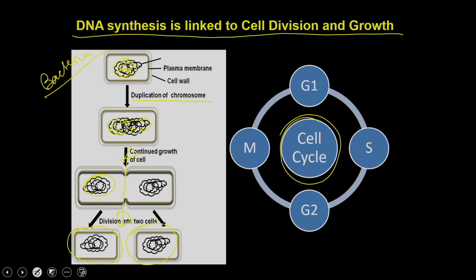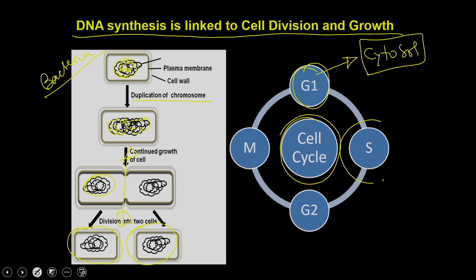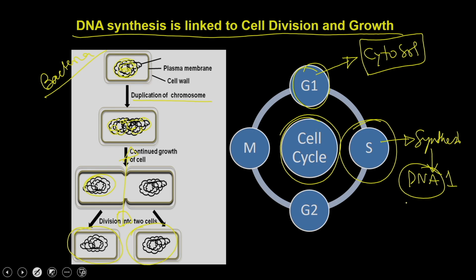What are these events? You have G1. In G1 you increase the amount of cytosol and prepare the cell for the synthesis phase, and then you enter the synthesis phase. In the synthesis phase, or S phase, you do DNA synthesis, which means you make a second copy of the DNA, so the DNA is duplicated. Now you have 2 genomes, just like in this stage, and then the cell enters the G2 phase.